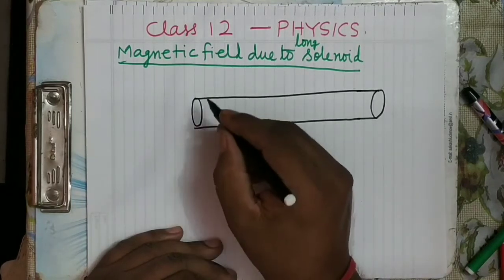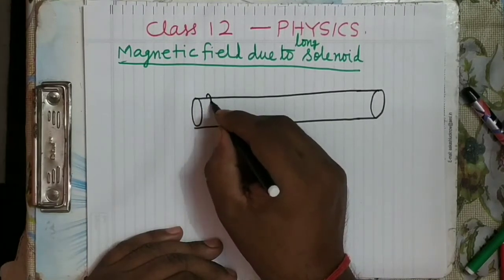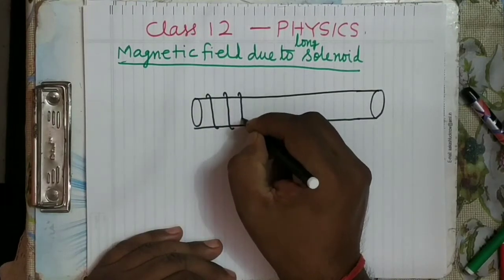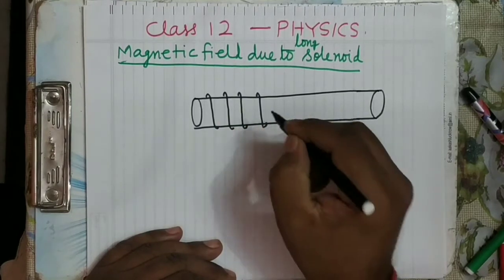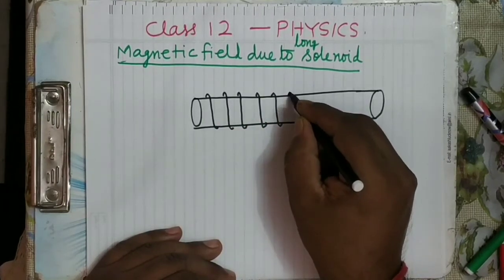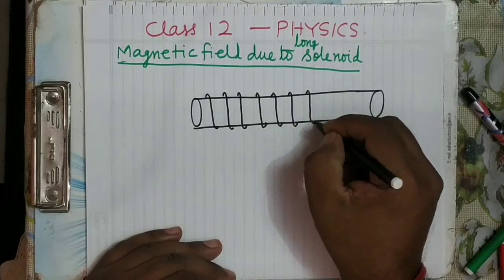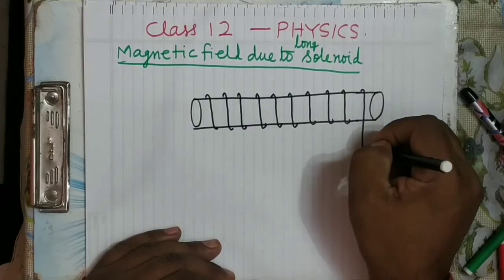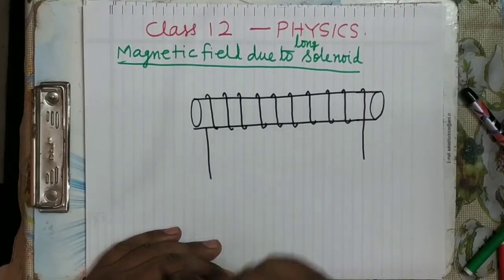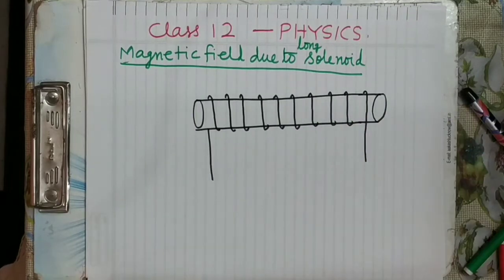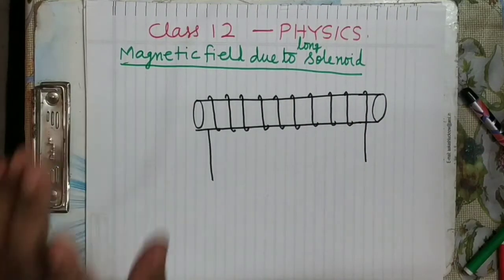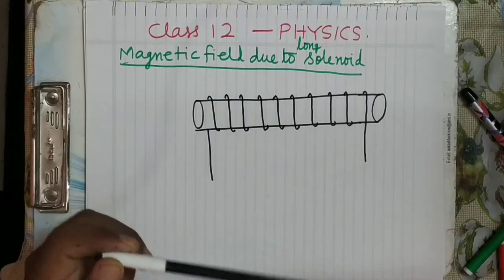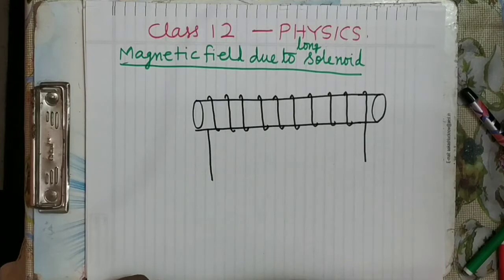Over this there are windings of insulated copper wire. When current passes through this coil, it behaves like a cylindrical bar magnet. One end will become the south pole and the other end will become the north pole. Here this is a solenoid. There is a cylindrical tube of some non-magnetic material. You can take plastic also, and over that there is the winding of the insulated copper wire.